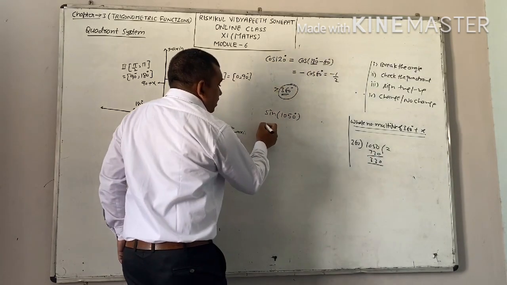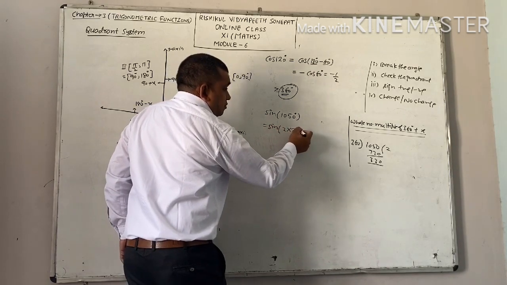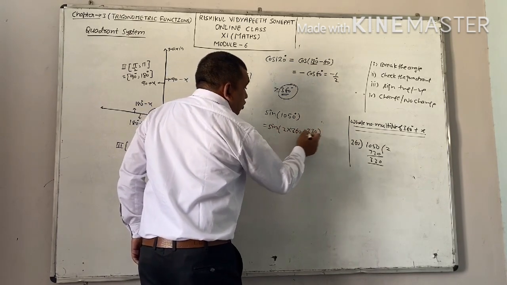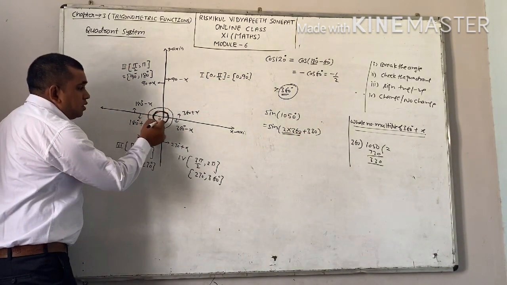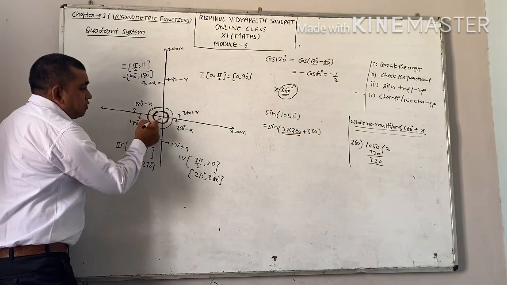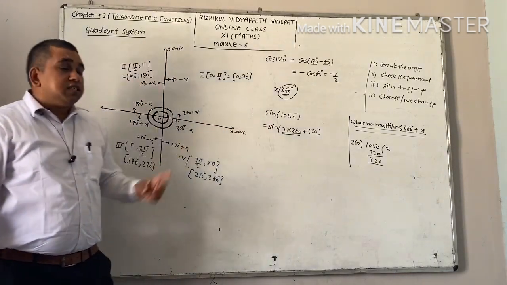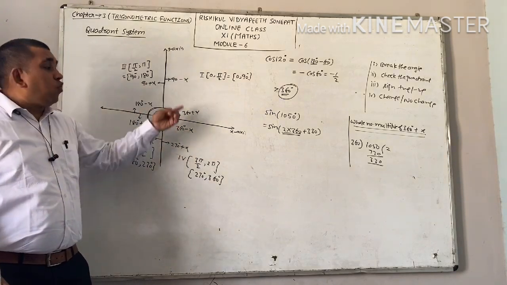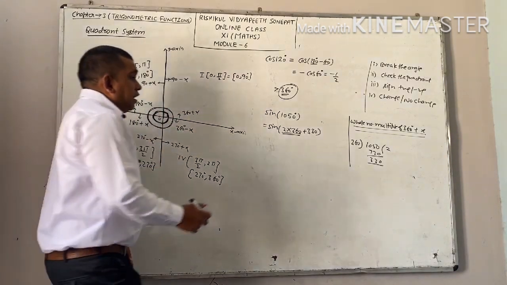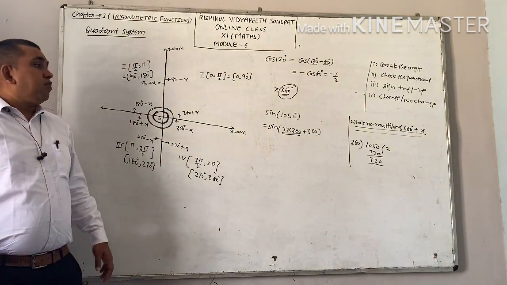Therefore, you can write down like this: sine 2 into 360 plus 330. 2 into 360 means 2 complete revolution. This is your first revolution. This is your second revolution. Suppose we are having 3 into 360. 3 into 360 means 3 complete revolution. 4 into 360 means 4 complete revolution. And after each revolution, we will again reach the same quadrant.